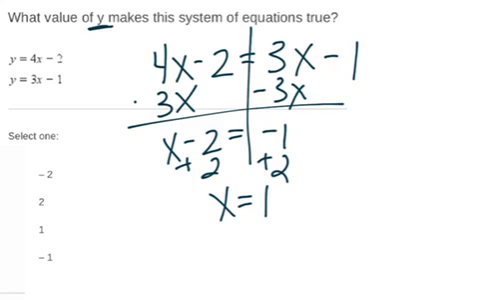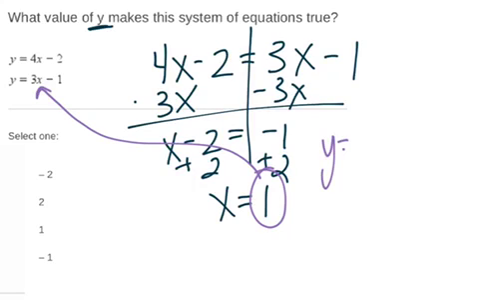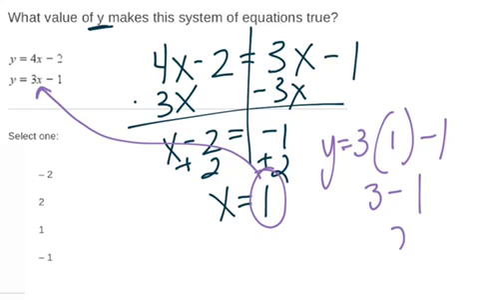Okay, but that is x, not y. To figure out what y is, we're going to take whatever x is and substitute it into one of these for x. So y equals 3, instead of x I'm putting a 1, minus 1. Well, 3 times 1 is 3, minus 1 is 2. So our answer over here would be 2. And then you could check that on each of them. So it should work for both of them.